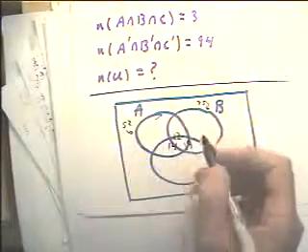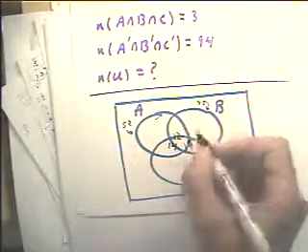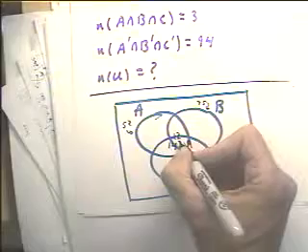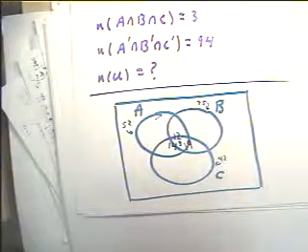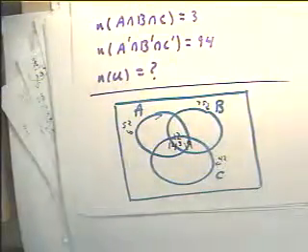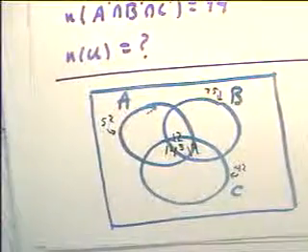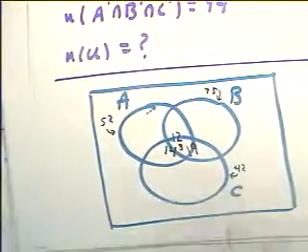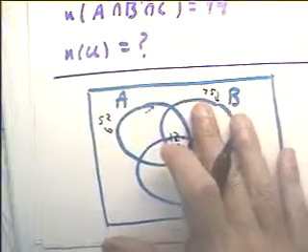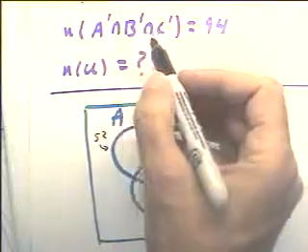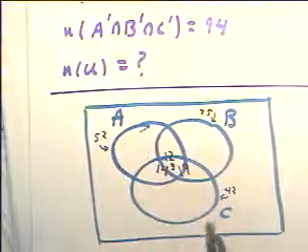Then, A intersection B intersection C. What are we given there? There are 3 elements in A intersection B intersection C. Now let's zoom in just a little bit on this diagram. Finally, we're given that the number in A prime intersection B prime intersection C prime is 94.